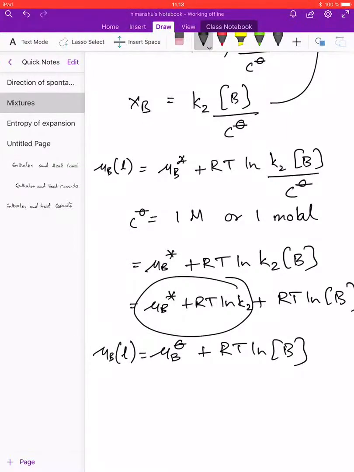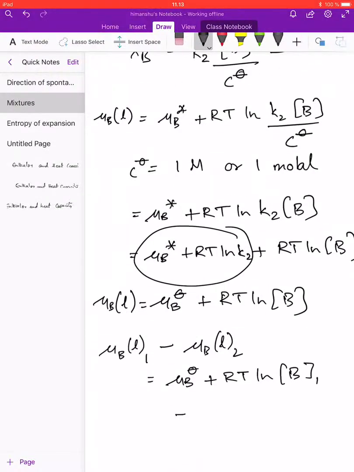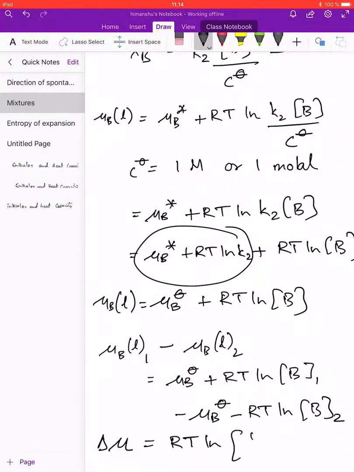If you were to measure the differences in the chemical potential in the liquid phases in, for example, 2 separate compartments, you could write mu B1 in one compartment minus mu B2 in a different compartment, and this would be equal to the standard chemical potential of B plus RT log of the concentration of B in the first compartment, minus the standard chemical potential of B minus RT log of the concentration of B in the second compartment. So the difference in chemical potential between the two compartments is the concentration of B in one compartment divided by the concentration of B in the second compartment, the logarithm of this multiplied by R multiplied by T.